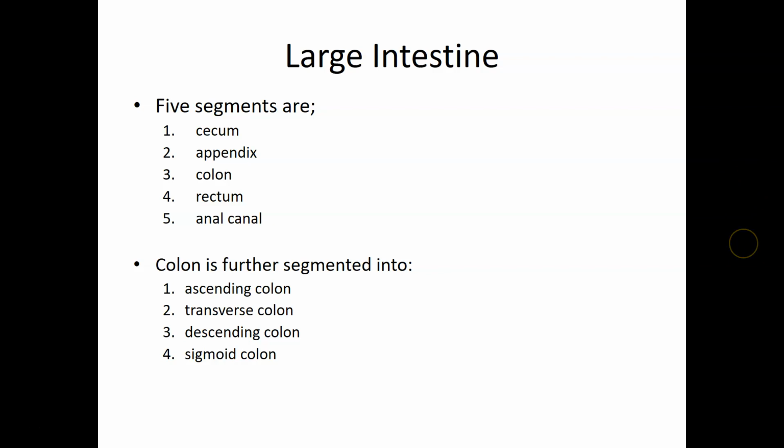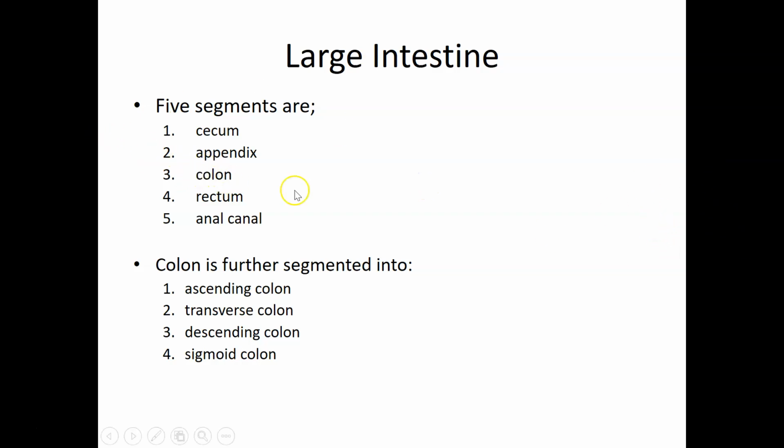The large intestine can be divided into 5 segments. It starts with the cecum, and the cecum receives chyme from the ileum at the ileocecal valve. The appendix is a small branch off of the cecum. Cecum leads into the colon, and that's the longest segment. The colon ends up dumping material into the rectum. That leads to the anal canal, and then through the anus to the exterior.